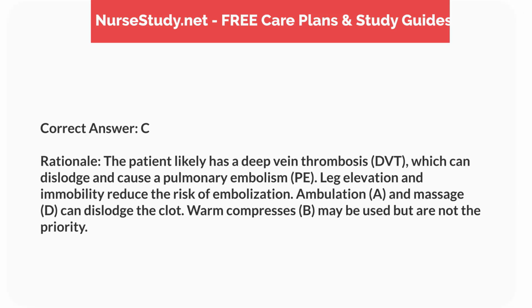Correct answer, C. Rationale: the patient likely has a deep vein thrombosis, DVT, which can dislodge and cause a pulmonary embolism, PE. Leg elevation and immobility reduce the risk of embolization. Ambulation, A, and massage, D, can dislodge the clot. Warm compresses, B, may be used, but are not the priority.